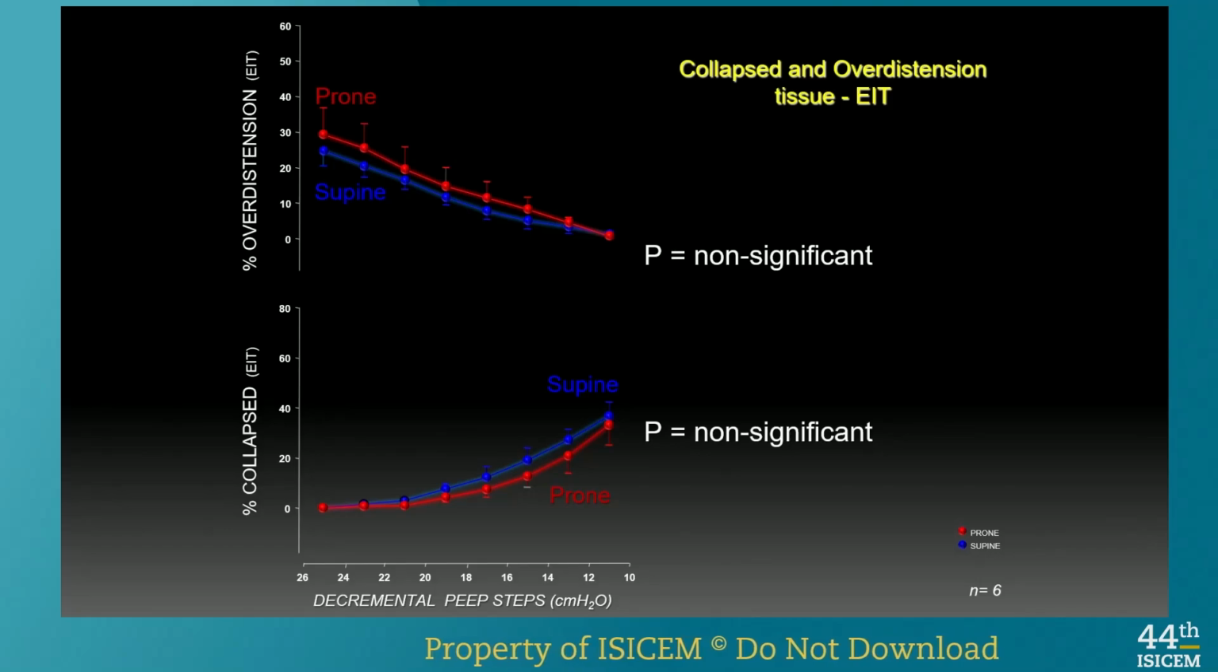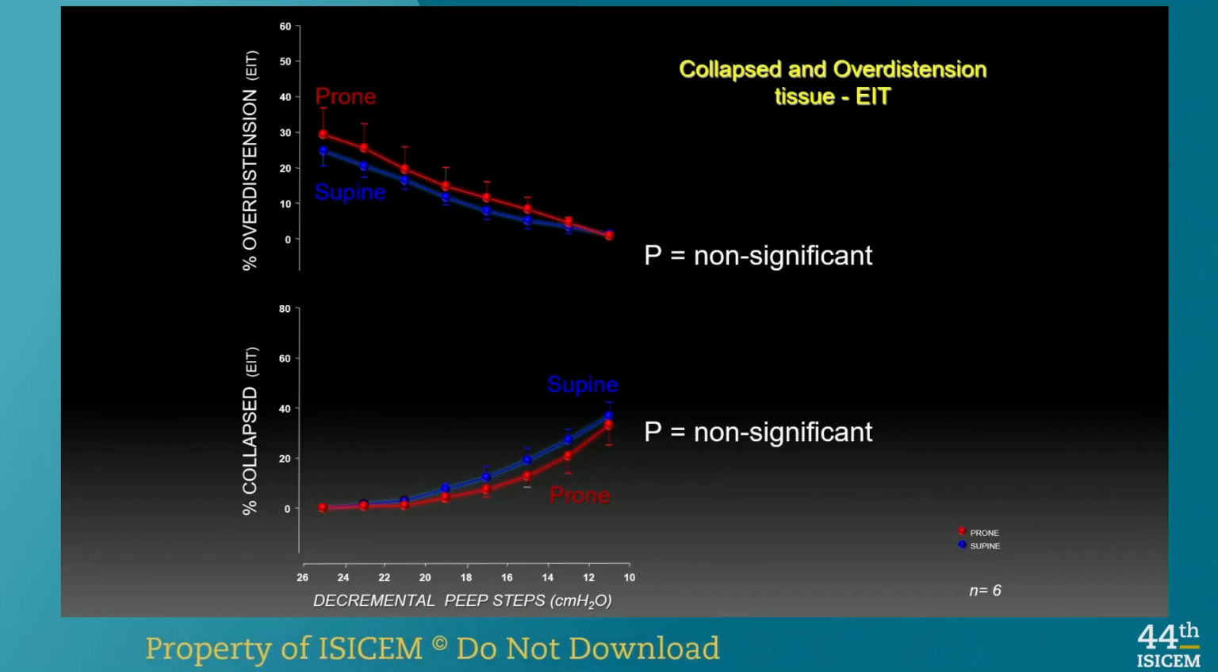And surprisingly, also same amount of overdistension. Every time we measure with EIT, we measure the same amount of overdistension in prone and supine. So the old idea that overdistension is less comes from CT and comes from an artifact. I don't have time to discuss this, but we can discuss later.